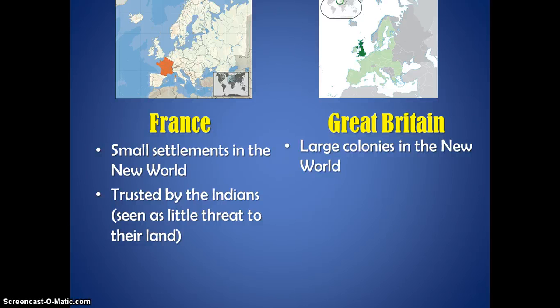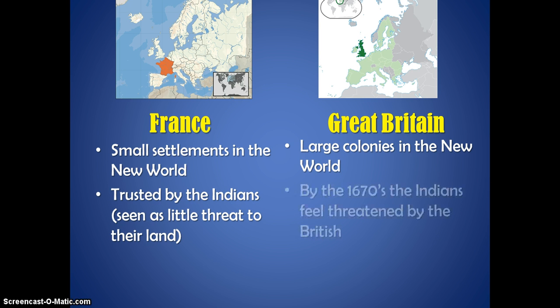So the French are trusted by the Indians, seen as little threat to their land. The Indians aren't going to be worried that the French are going to take their lands. Whereas by the 1670s, the Indians feel threatened by the British. The British are known for colonizing, for taking over large areas of land where there are already people living. The Indians are going to be worried about this. They're going to feel threatened by the British.